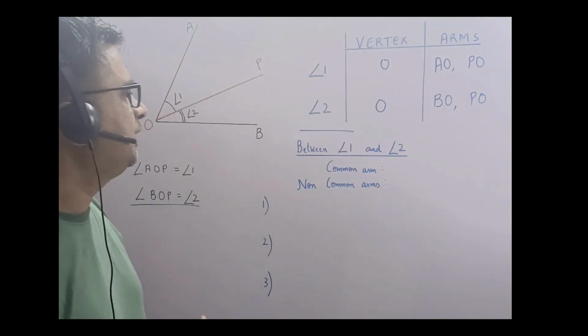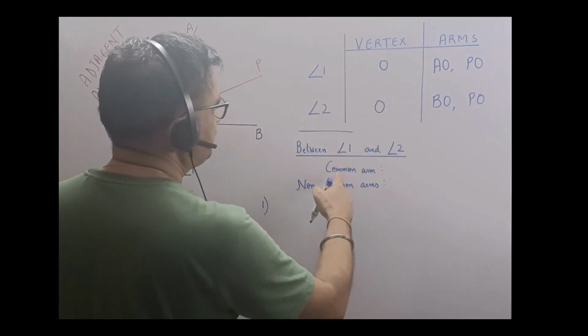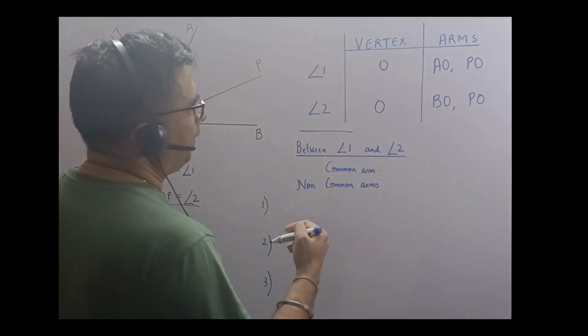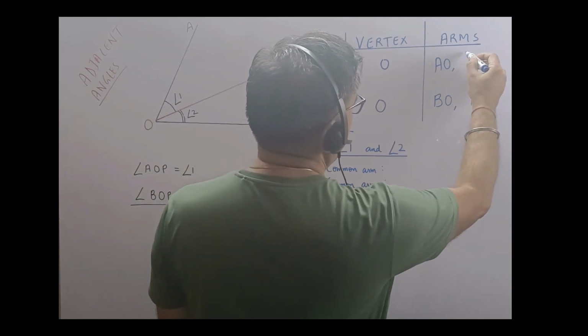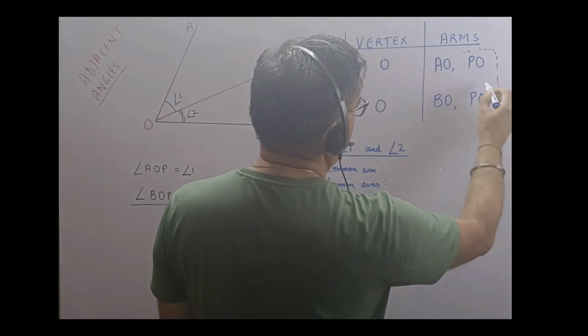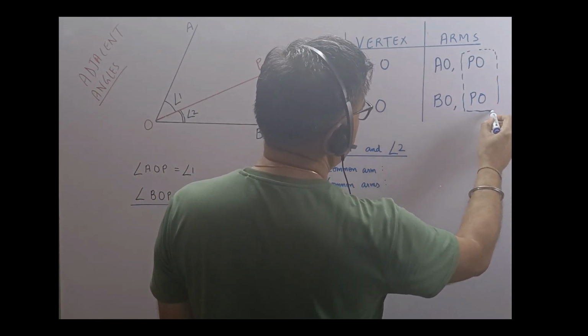Let's have a look. So between angle 1 and 2, what is common when it comes to the arms? Which one is the common arm? As you can see, we have PO in both angle 1 and 2.